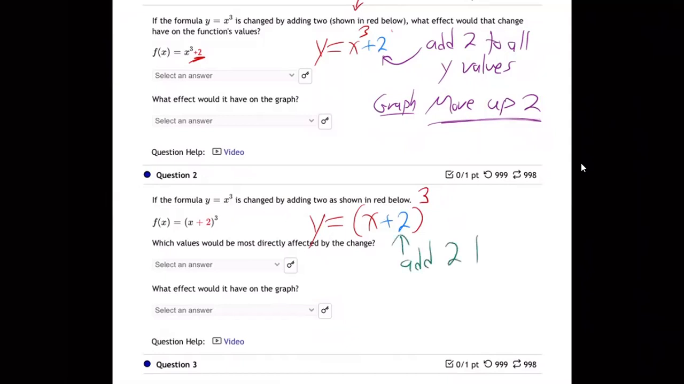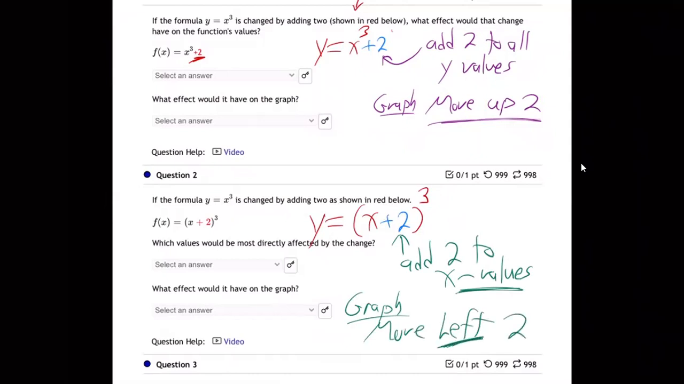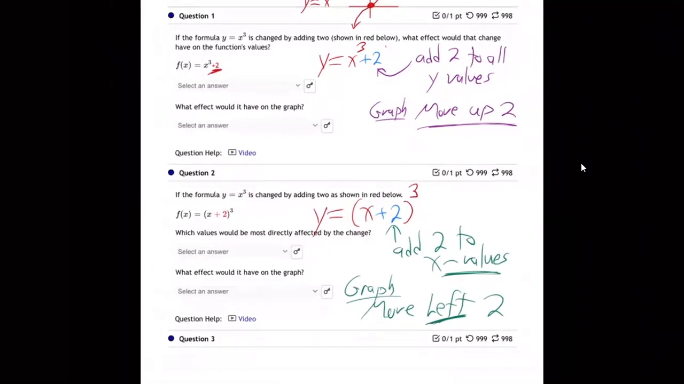Now this one adds 2 to the x values. See how it's adding 2 to all the x values? Right there. And on the graph, it'll move the graph. Now this might be a surprise, left 2. You might have thought, right, adding 2 will actually make it go to the right. No, it'll actually go to the left. It's backwards.